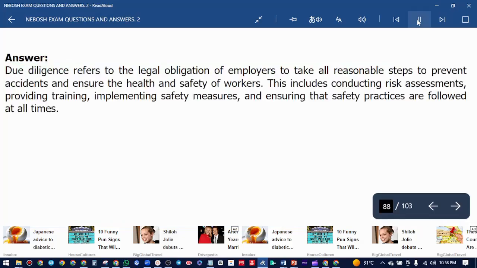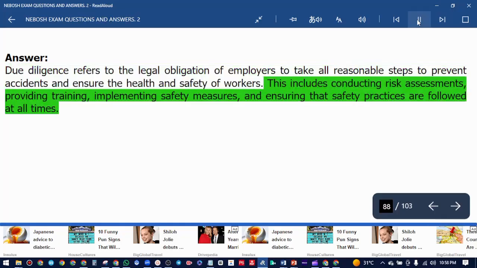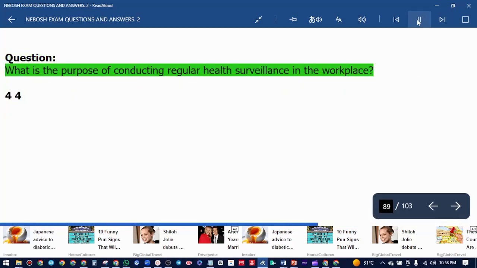43. Answer: due diligence refers to the legal obligation of employers to take all reasonable steps to prevent accidents and ensure the health and safety of workers. This includes conducting risk assessments, providing training, implementing safety measures, and ensuring that safety practices are followed at all times. Question: what is the purpose of conducting regular health surveillance in the workplace?